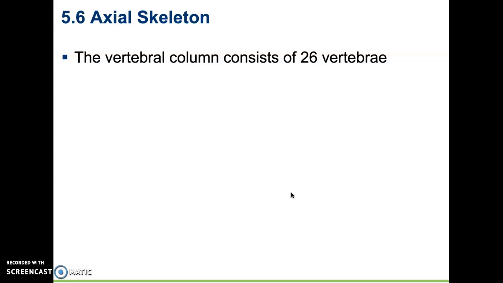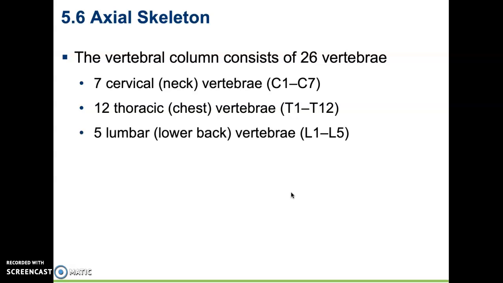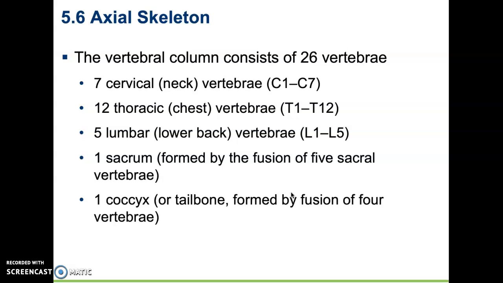Within the axial skeleton, we have the vertebral column. The vertebral column is going to consist of 26 vertebrae. There are 7 cervical vertebrae, 12 thoracic vertebrae, 5 lumbar vertebrae, the lower back vertebrae, 1 sacrum and 1 coccyx. The sacrum is formed by the fusion of 5 sacral vertebrae, and then the coccyx is what's also called the tailbone. That's going to be formed by the fusion of 4 vertebrae.